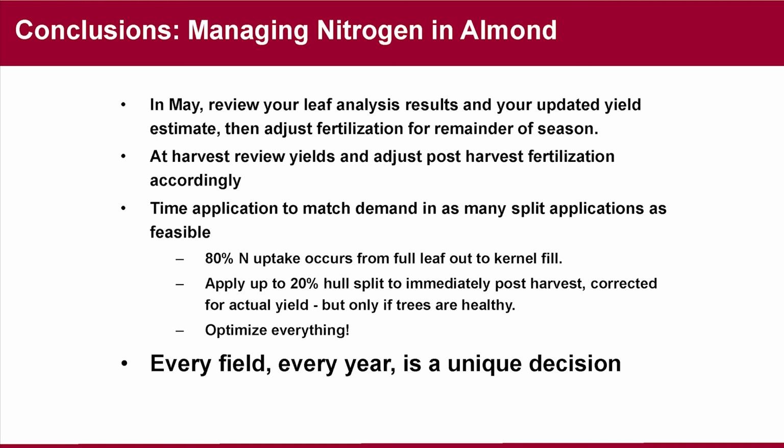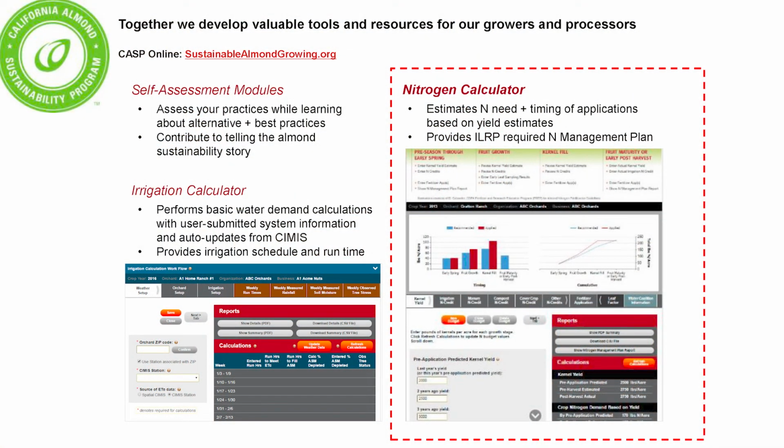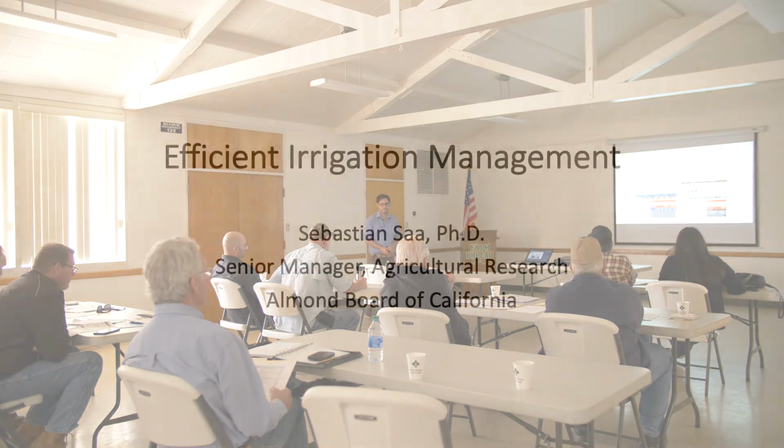Here's a guidance of the time of application that we were covering. And every field, every year, is a unique decision. And there is no better person to take these technical decisions than you guys. So that's the invitation. Take those technical decisions. And a good guidance to do that is the nutrient calculator. Remember, it's available for free and it's part of our California Almond Sustainability Program. So that's what I brought. Okay.